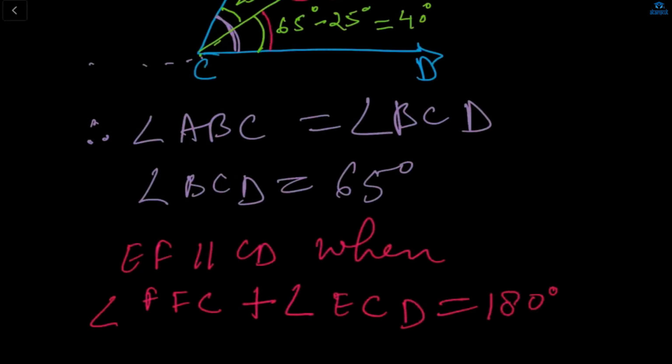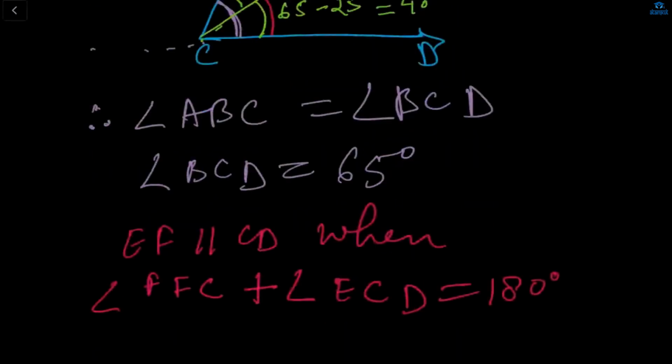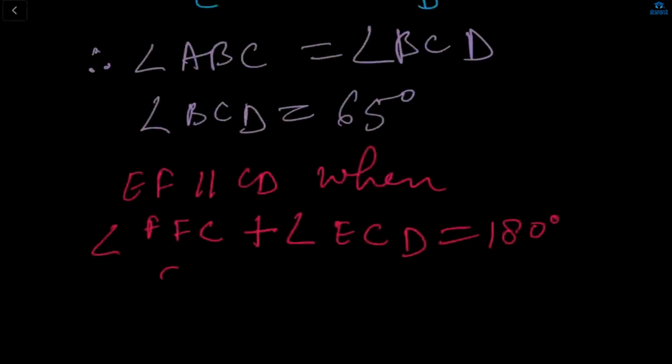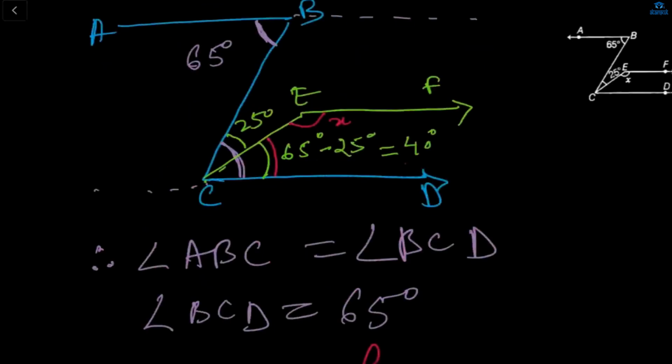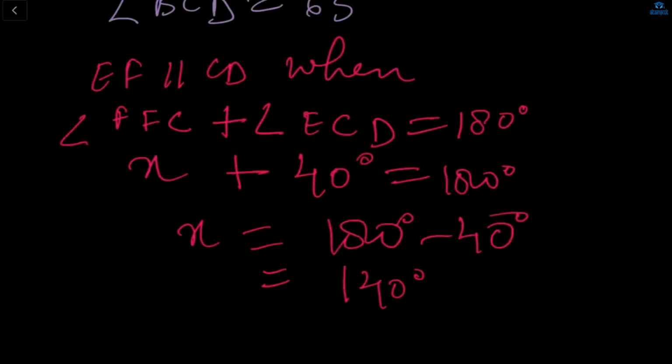If the two lines are parallel and a transversal is passing through the lines, then the sum of the interior angles on the same side of the transversal is equal to 180 degree. So if you want EF to be parallel to CD, this angle X plus this angle should be equal to 180 degree. This is represented as X, and this we have calculated as 40 degree. So X value will be 180 degree minus 40, which is 140. Yeah, 140. Any doubt?